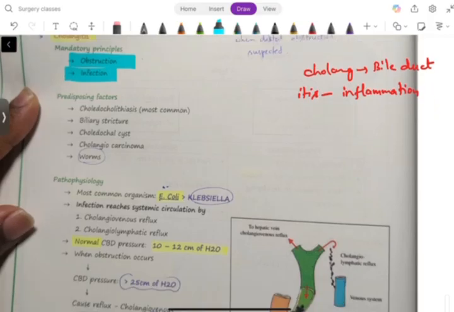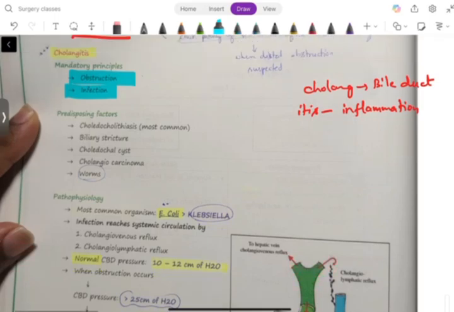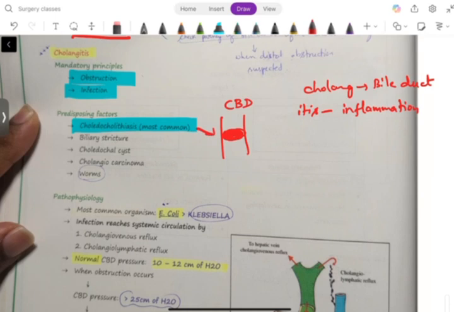So what are the predisposing factors which lead to inflammation in the bile duct? Predisposing factors include choledocholithiasis, which is the most common mode of obstruction. If there is a gallstone in the common bile duct, that is called choledocholithiasis, and that is most common. This will lead to obstruction, which will serve as a source of infection and hence lead to inflammation.